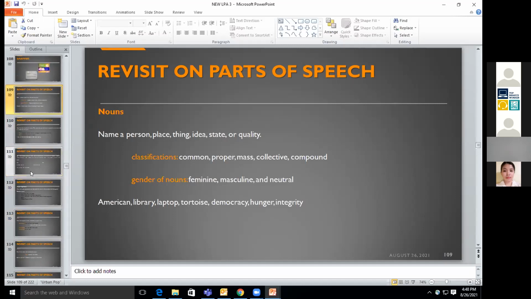So just revisiting parts of speech. Nouns, of course, we all know nouns. They name a person, place, thing, idea, state, or quality. But for those who already forgot what it is, the classifications are common, proper, mass, collective, and compound. Gender of nouns: feminine, masculine, and neutral. Some samples: American, library, laptop, tortoise, democracy, hunger, integrity. So those are your samples.